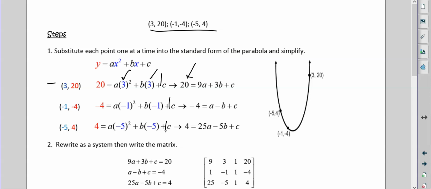Okay, then we're going to move on to -1, -4. -4 is our y value. I again would move it to the right side, but that's okay. Then we plug in -1 wherever there's an x. Then we're going to do the same thing with -5 and 4. Now, once you plug those numbers in, you're going to crunch the numbers. So 3 squared is 9. -1 squared is 1, not -1. Be careful. And -5 squared is 25.